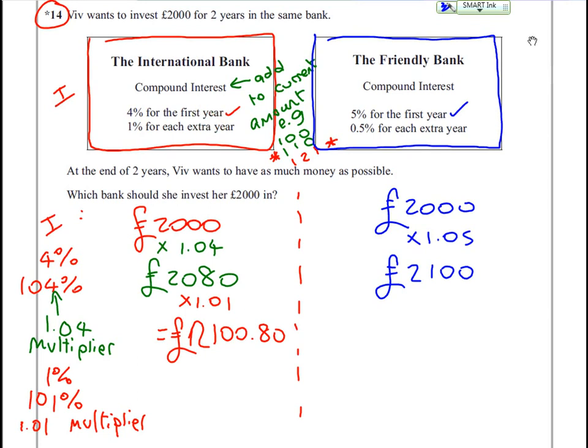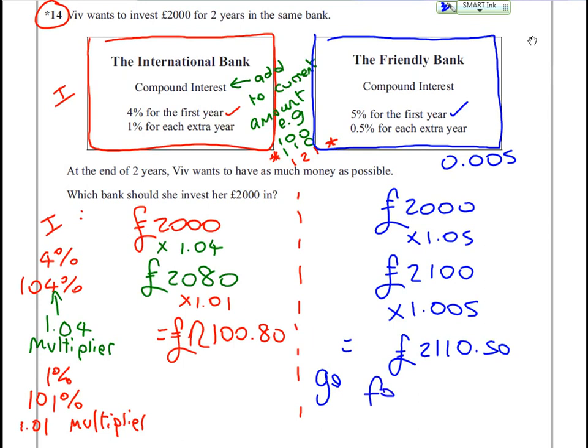The next year we get 0.5%. That's harder to change to decimal because it's 0.005 is half a percent, and then we're adding it to 1. So it's times by 1.005. Do that on your calculator, and you get the answer of £2,110 and 50p. So you're better to go for the friendly bank, and you do need to make that explicit because you get more money there.